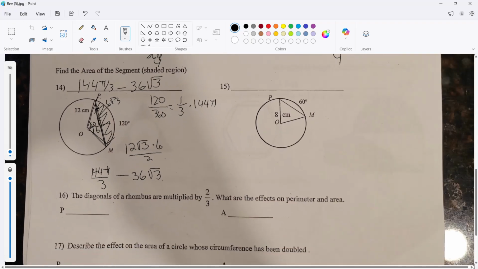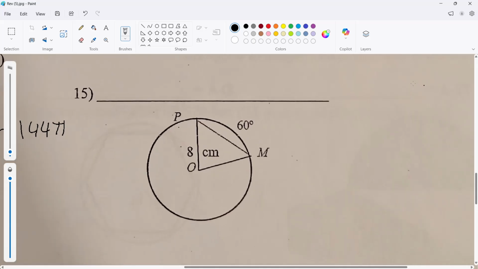Okay, number 15. This is a 60-degree angle. That means that's a 60-degree angle. And so again, I think they want that. I'm going to do the area of the sector. And the sector is 60 over 360, part over whole, equals 6 over 36, or 1/6 times.